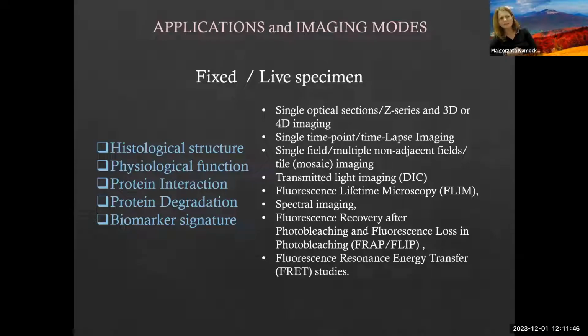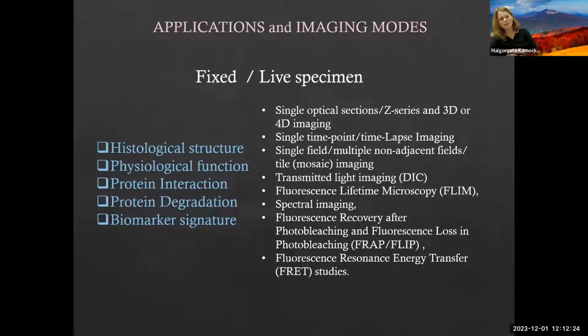So besides single field imaging, we also can do multiple non-adjacent fields imaging, and we can register them in the microscope and come back to the same spots over time. And also a quite popular technique is doing tile acquisitions. Those acquisitions are very useful because you can scan a big area of tissue with higher resolution, and those images consist of several adjacent fields.